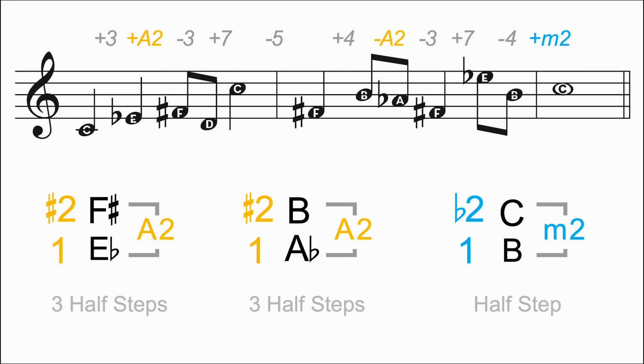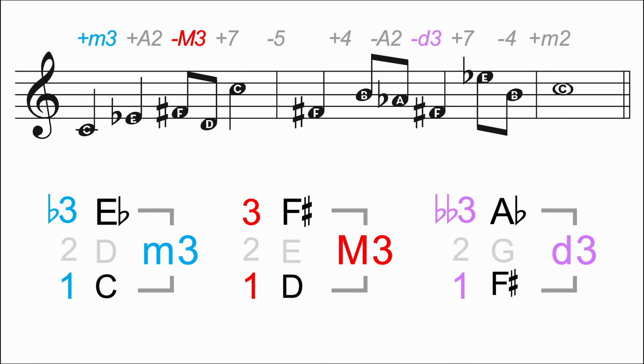And then at the very, very end, we have the B natural to the C natural, right? So that's just a half step. That's just a boring minor 2nd after all of the crazy augmenteds that we have had. So let's do a few thirds.